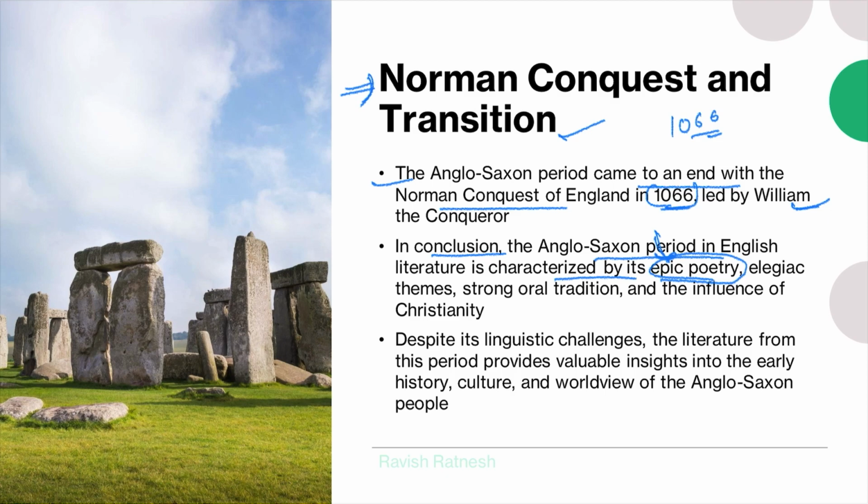For instance, if you read the Ramayana or the Mahabharata, you would find that the Ramayana is basically the story of a king who is also very loyal, very strong and very brave, and it tells the deeds of Rama. Elegiac themes were also there, and elegies were written in that time, and a strong oral tradition was there, and it was influenced by Christianity. So all you have to remember is that the early stage of English writings was influenced by the Christian tradition.